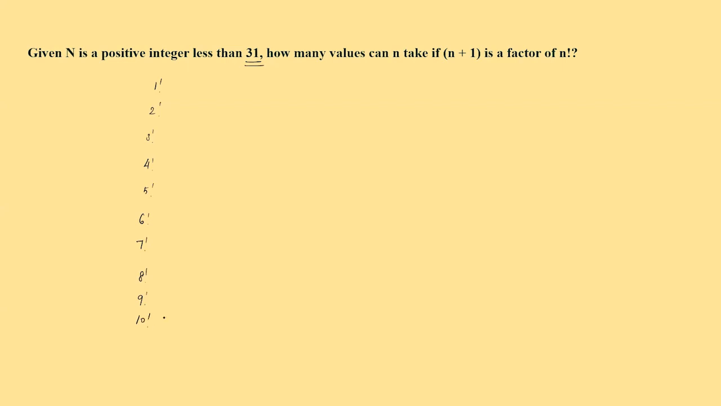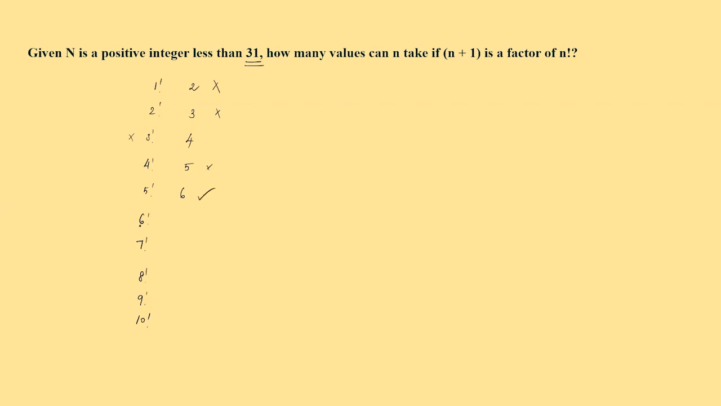So now they have said that n plus 1 is a factor of n factorial. So here n plus 1 is 2. Is 2 a factor of 1 factorial? No. n plus 1 is going to be 3. Is 3 a factor of 2 factorial? 2 factorial is 2. Is 3 a factor? No. Now the next value is going to be 4. Is 4 a factor of 3 factorial? 3 factorial is 6. No. The next one is 5. Is 5 a factor of 4 factorial, 24? No. Now the next one is 6. 5 into 4 into 3 into 2 into 1 is nothing but 120. Is 6 a factor of 120?